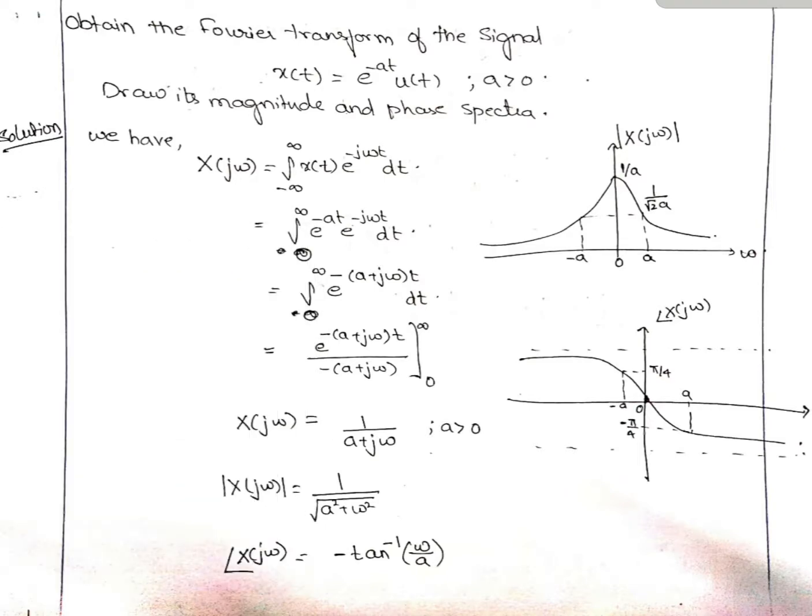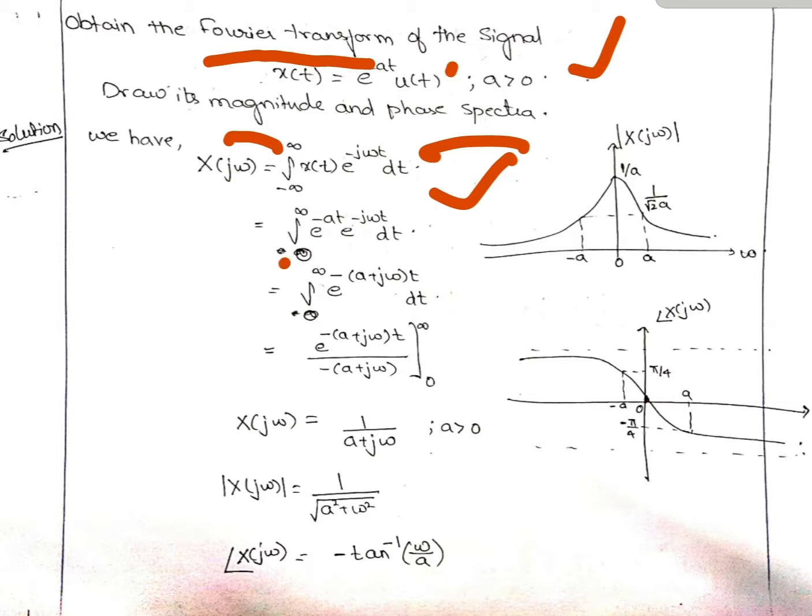Obtain the Fourier transform of the signal x(t) = e^(−at) u(t) for a greater than 0. The question is, we have to find the Fourier transform, and also draw the magnitude and phase spectrum. Now we know the formula, X(jω) is the integral from −∞ to +∞ of x(t) e^(−jωt) dt. Since u(t) is there, our limits will change from 0 to infinity. In that range u(t) is 1, otherwise it is 0. Therefore we'll only take the integration from 0 to infinity.